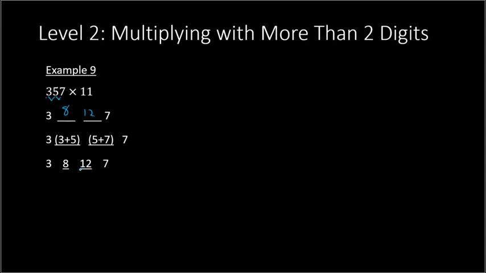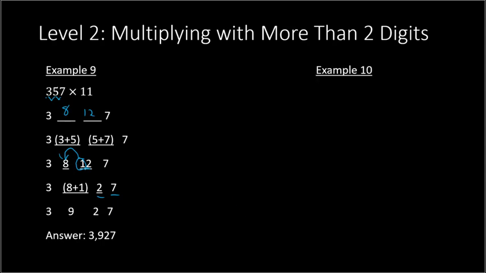The problem is here, with 12, we can only take the 1's place. So the 2 would stay there, so we have 7 and then 2. This 1 would carry over to the 8, to now give you 8 plus 1, which is 9. So we have 3, 9, 2, 7, which gives you an answer of 3,927.